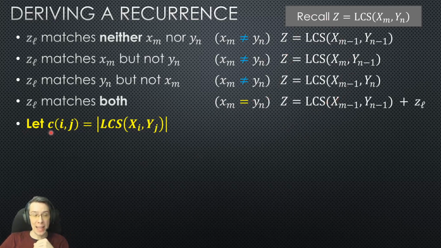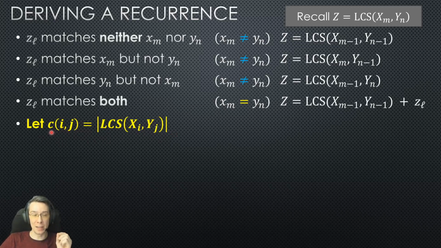Okay, so let C_ij be the length of the LCS of x_i and y_j. These are the subproblems we're going to try to solve. C_ij is going to be our recurrence. Here I'm defining the meaning of the recurrence, and then we'll show how to actually compute the recurrence.